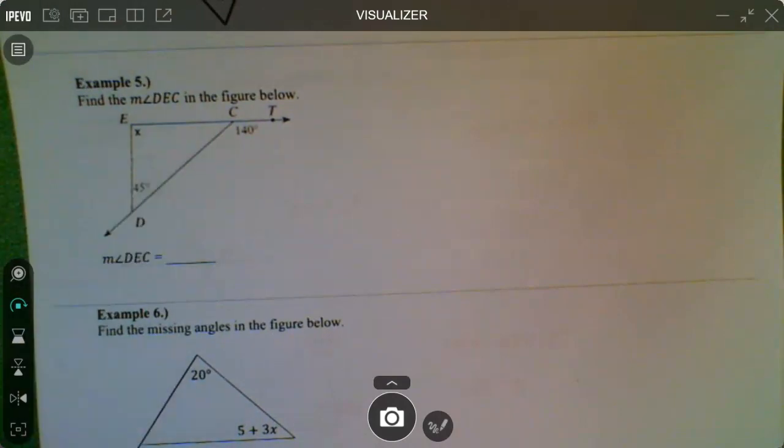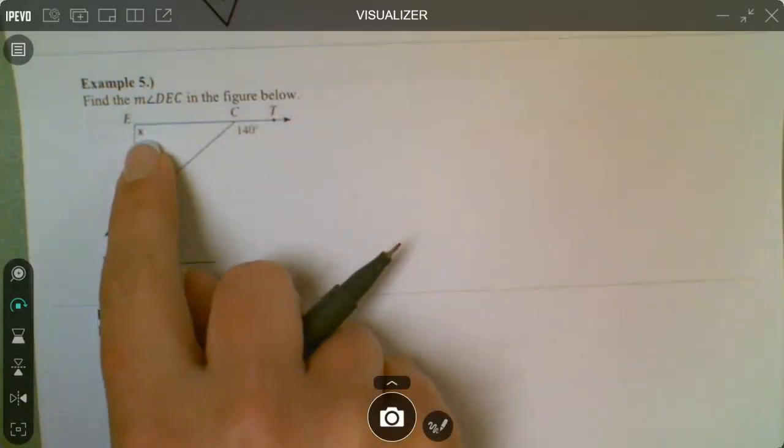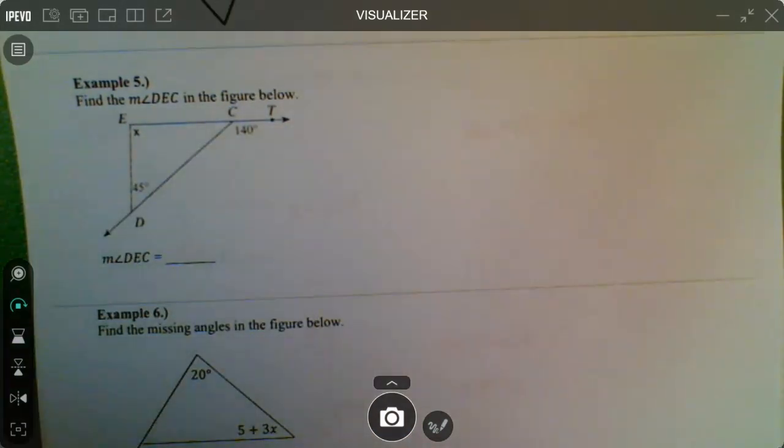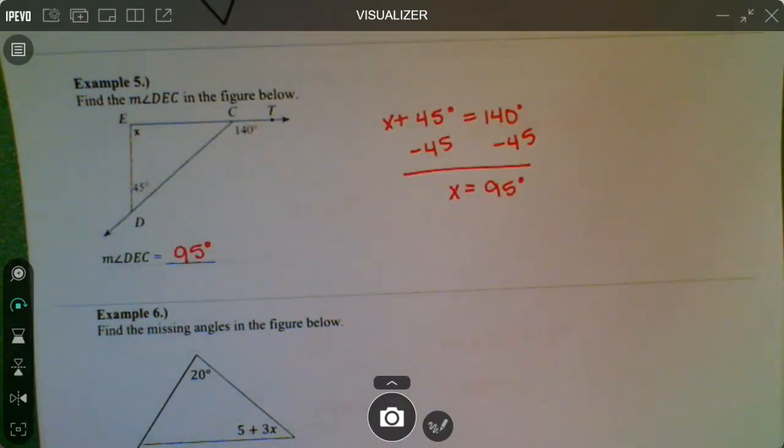Example 5, find the measure of angle DEC, they've labeled it X, in the figure below. So again, just like we did above, pause this video, go ahead and find x, and then unpause to see the answer. So your answer for example 5 should have been 95 degrees.